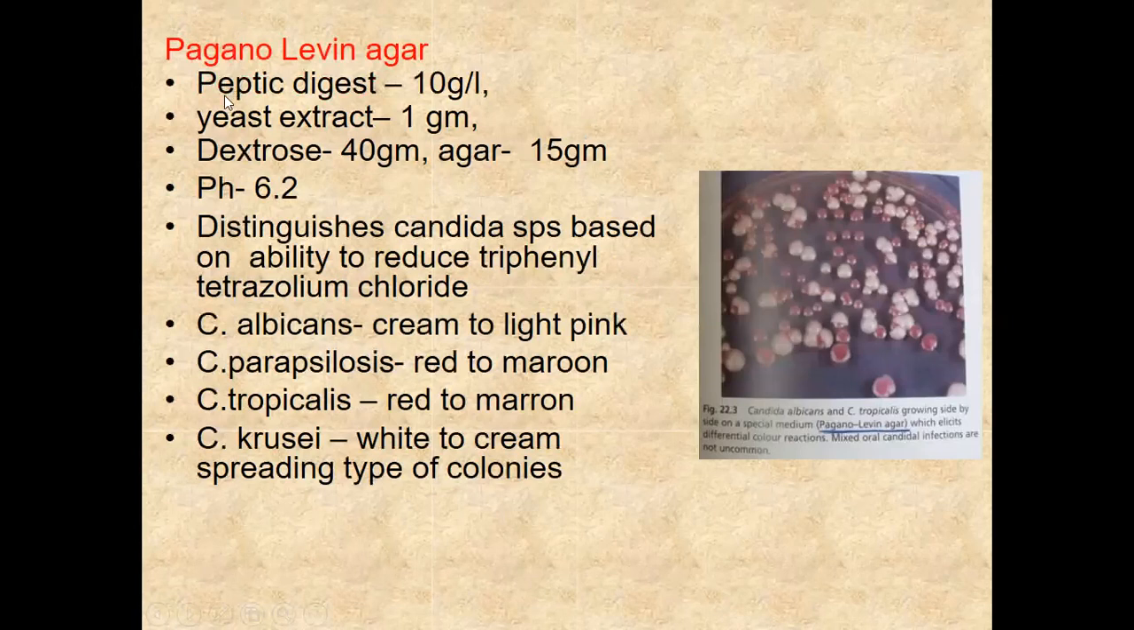So the composition includes peptic digest, about 10 grams per liter. Yeast extract of 1 gram, dextrose 40 grams, agar 15 grams, and dissolved in water of 1000 ml. All this is for 1000 ml of water, and the pH is maintained at 6.2.